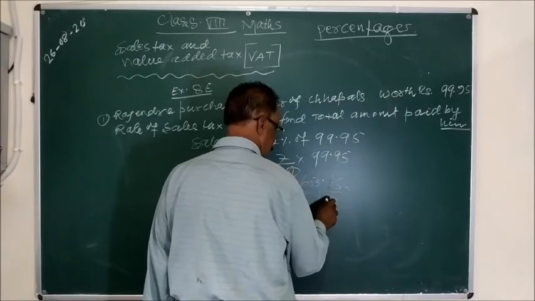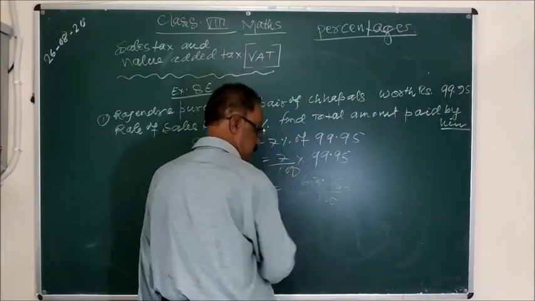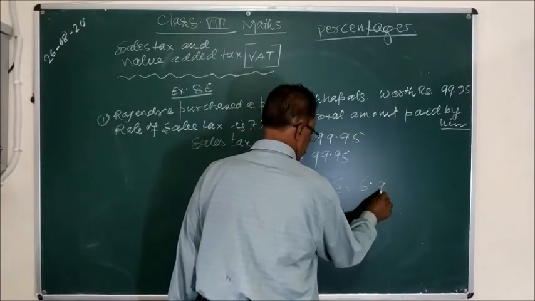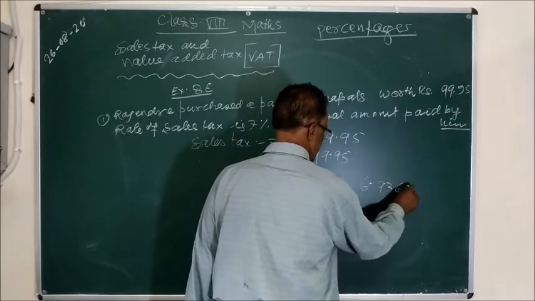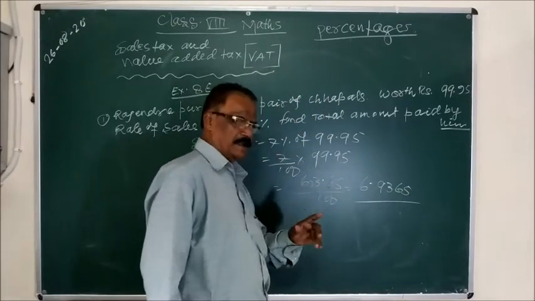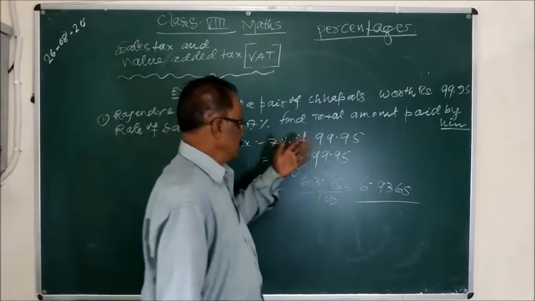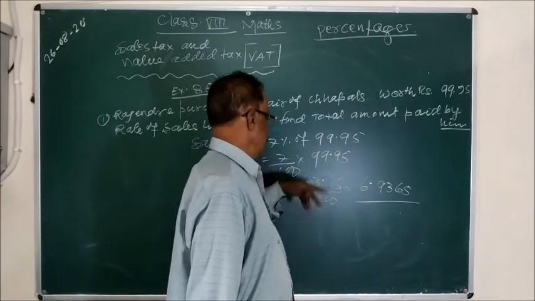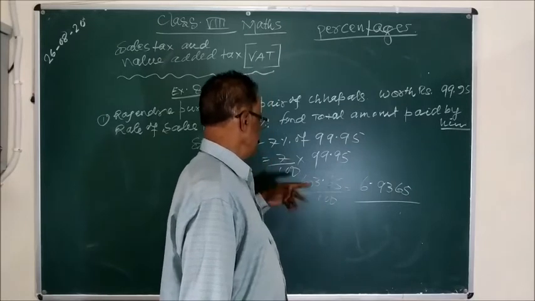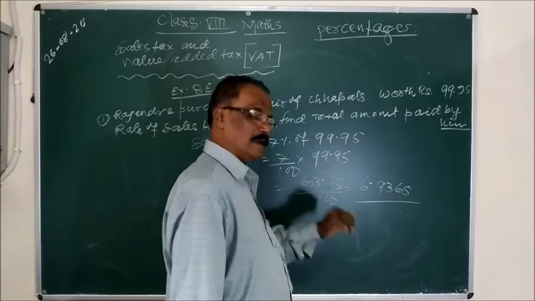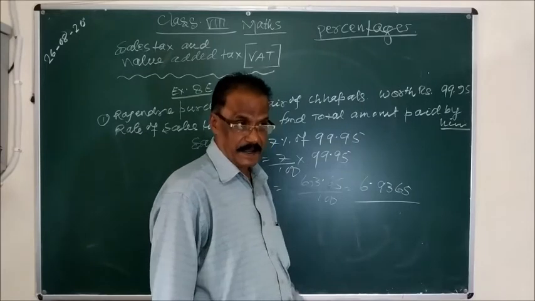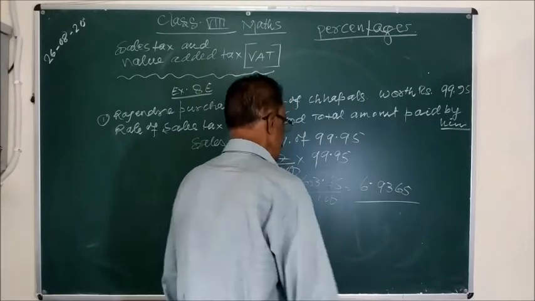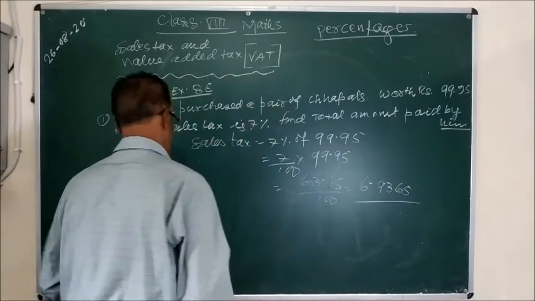Now this point will move towards left. So this will be 6.9365. This is a very easy method to simplify. So I say if you want to change into a fraction and change into simplest form and then you find the decimal, it will take a long time. But this is a very simple method. So this tax he has to pay.